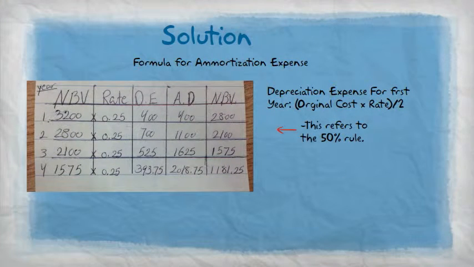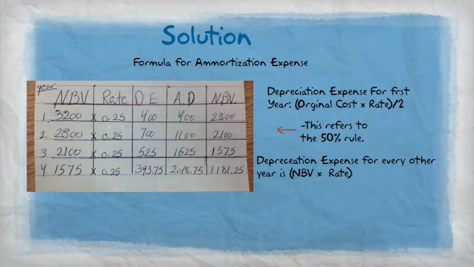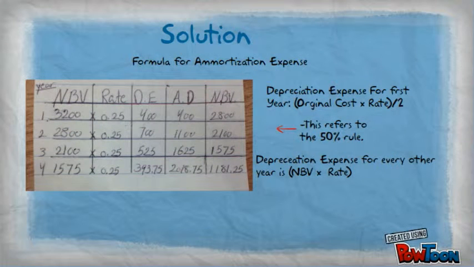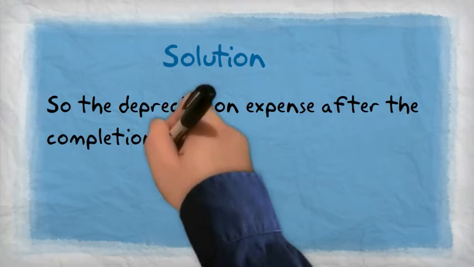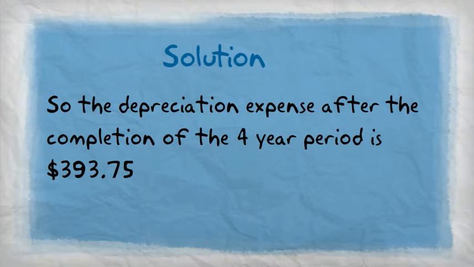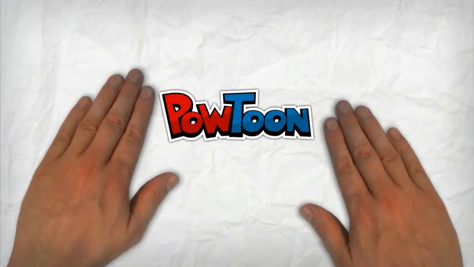For the first year, the net book value is 3,200, which you multiply by the rate 0.25. You will get the depreciation expense, which is 400, and the accumulated depreciation is 400. The net book value for the year end is 2,800. So the declining expense after the completion of the 4-year period is $393.75.